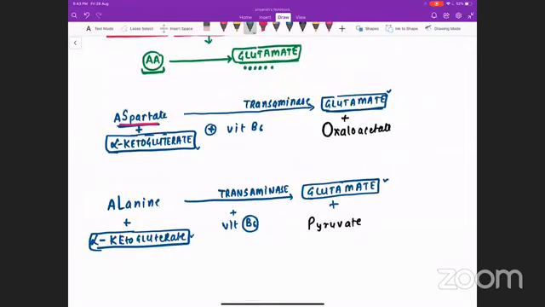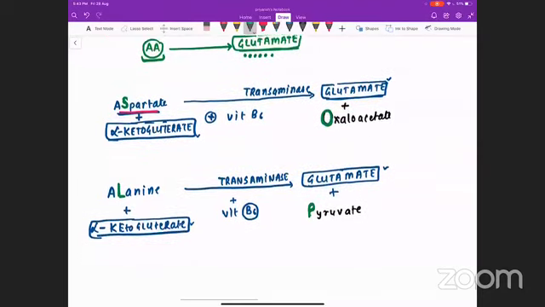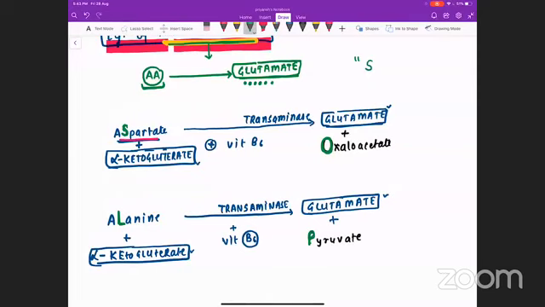Whenever there is aspartate, the co-product is oxaloacetate. Alanine, the co-product is pyruvate. Remaining things will be the same. So this is how we are going to remember. The mnemonic that we are going to use is SOLP. We will be using this mnemonic multiple times. S stands for aspartate. When you convert it into glutamate, the byproduct is going to be oxaloacetate. L stands for alanine. When you convert it into glutamate, the byproduct is going to be pyruvate. SOLP.